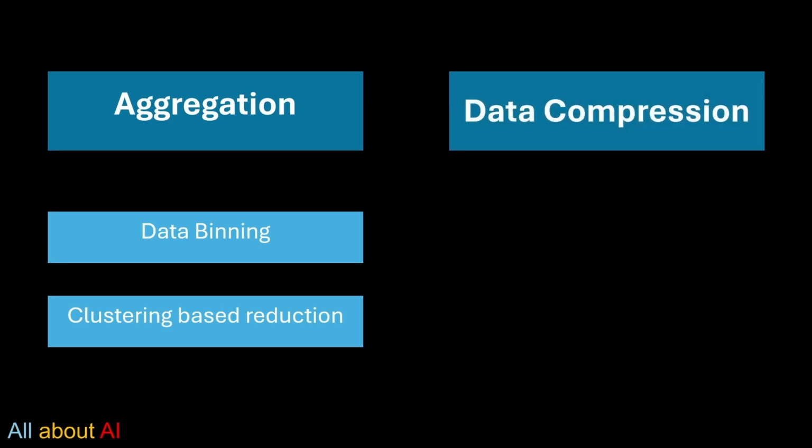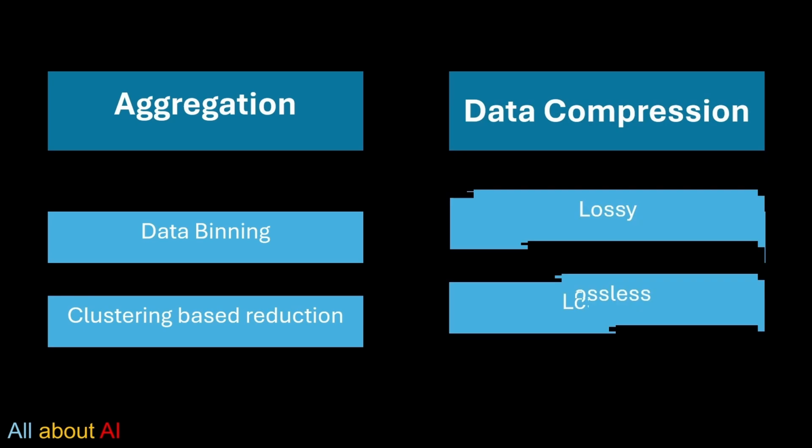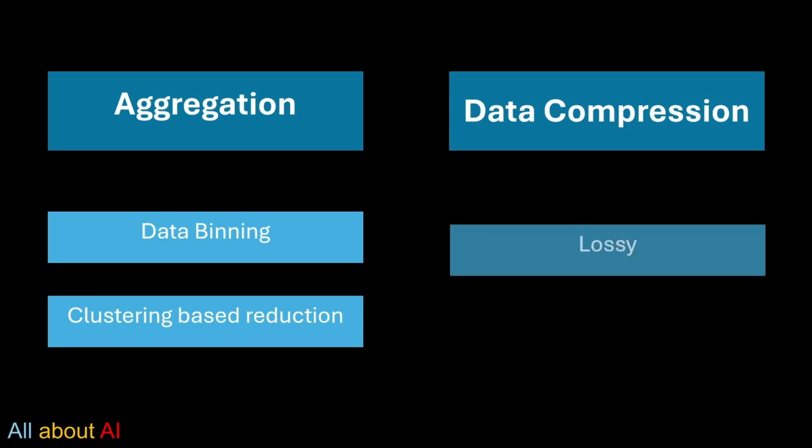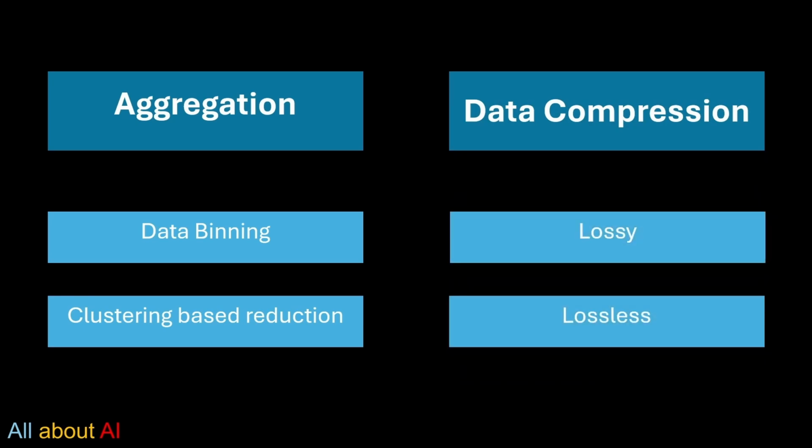Then we have data compression. In data compression, we have lossless compression and lossy compression. Lossless compression is like removing information, but it can be reconstructed fully. An example is JPEG for image or MP3 for audio. But in the case of lossy compression, we cannot reconstruct the data once it is compressed.